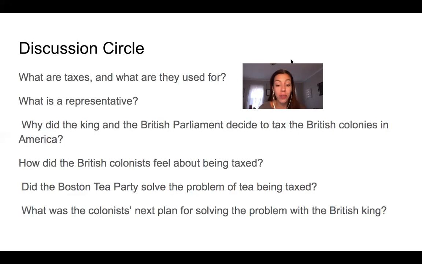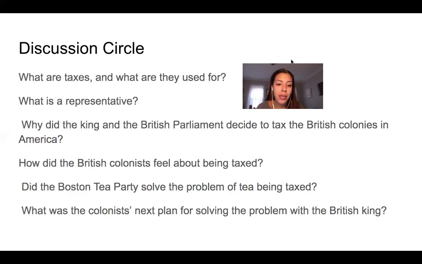How did the British colonists feel about being taxed? Well, we saw in our story today that some of the colonists were okay with it, but some of them were really mad, and they didn't like that they were just being taxed on everything that they used.